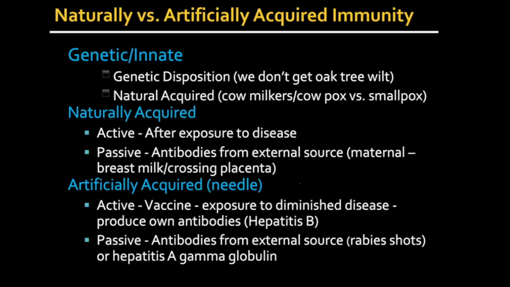And there's one more type. It's considered passive artificially acquired. This is where you don't make your own antibodies, but you get them from an external source. All right. Rabies shots were this way, but let's talk about hepatitis A.